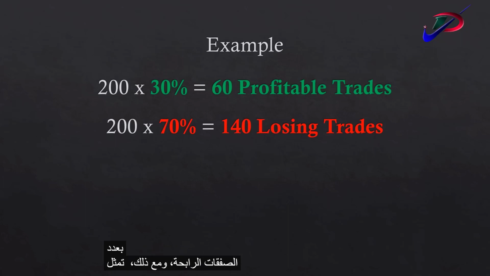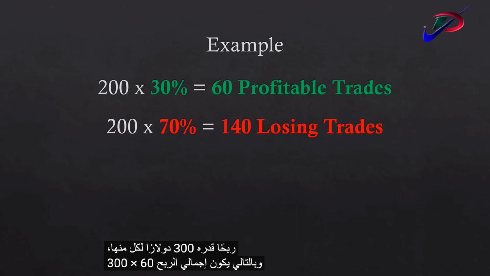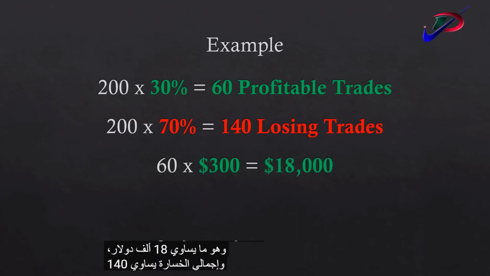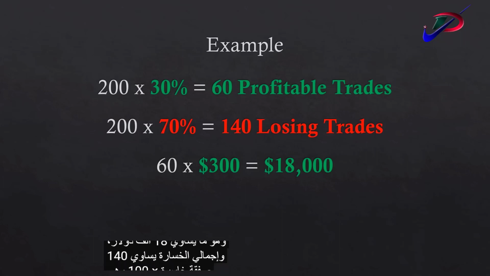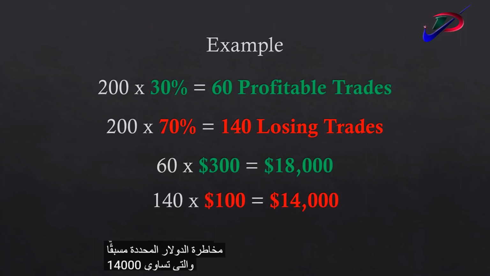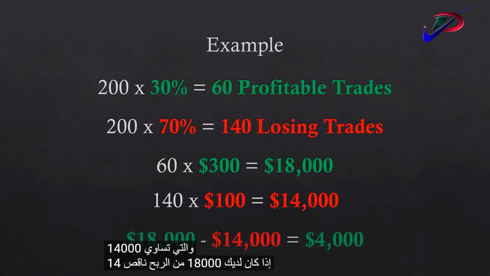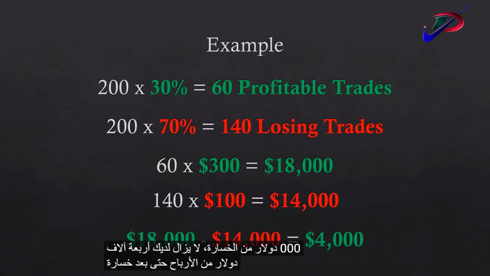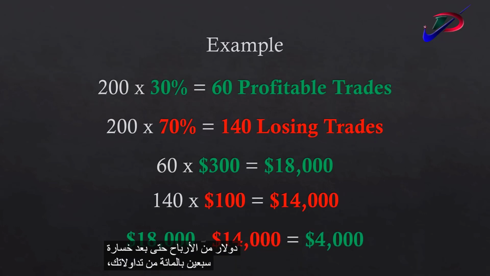The winning trades, however, represent a $300 profit each, so the total profit is 60 times 300, which equals $18,000. The total loss is equal to the 140 losing trades times 100, which is the predefined dollar risk, which equals $14,000. If you have $18,000 of profit minus $14,000 of loss, you still have $4,000 of profit even after losing 70% of your trades. This is the reasonable mathematics behind using good risk-reward ratios.